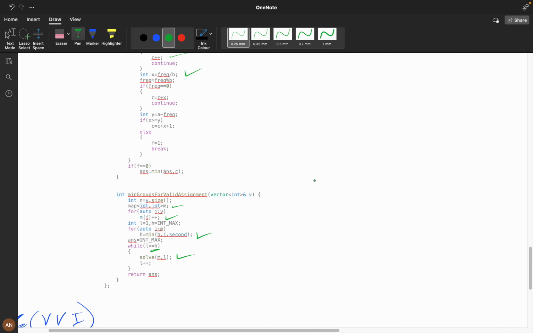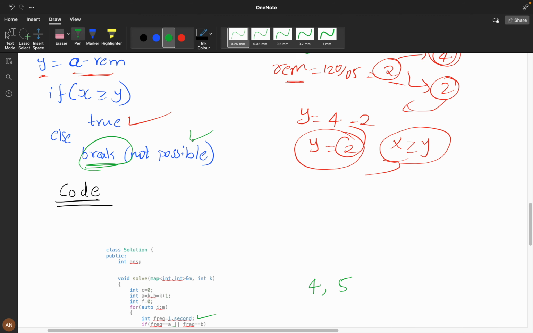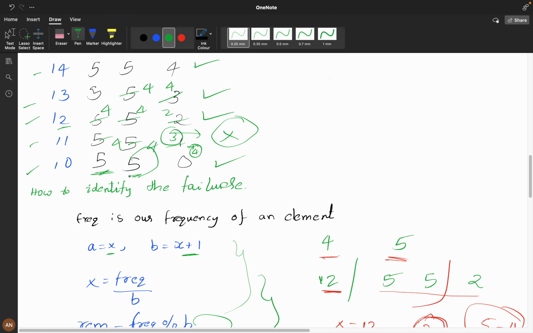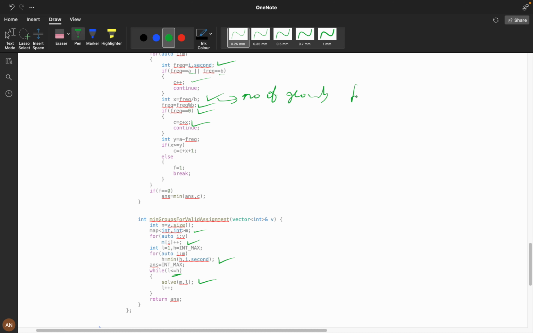X is equal to frequency divided by B, where frequency is the number of remaining elements. If the frequency is 0, suppose you are getting this condition 5 and this as my 0, then yes, this will satisfy my answer. C is equal to C plus X. Here X is the number of groups for a single element, for a single frequency.